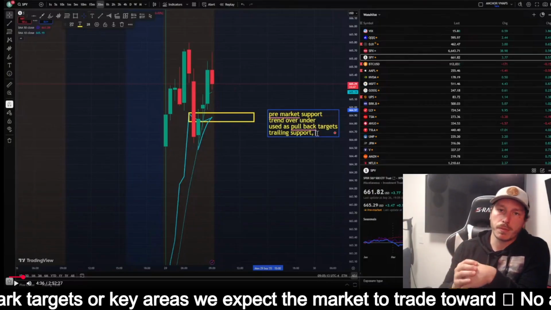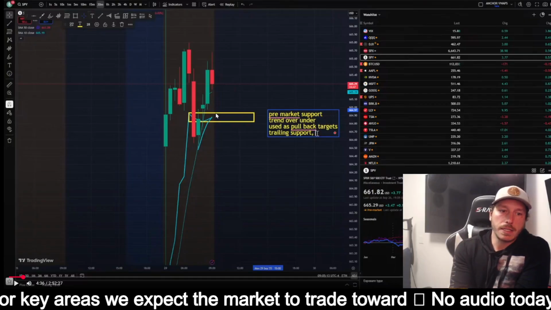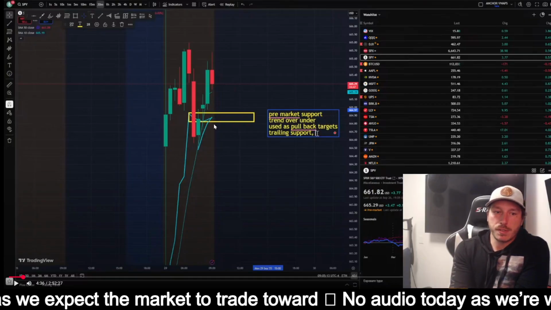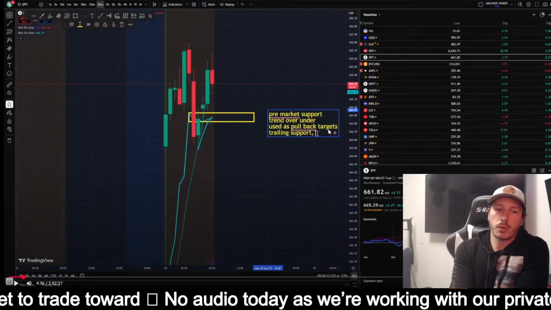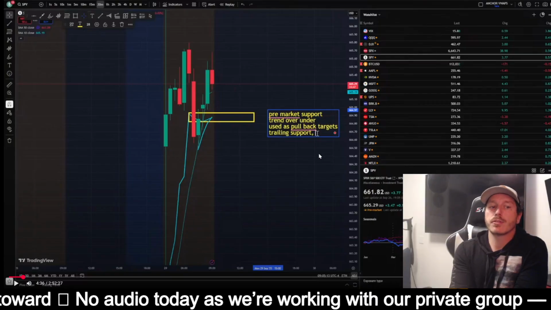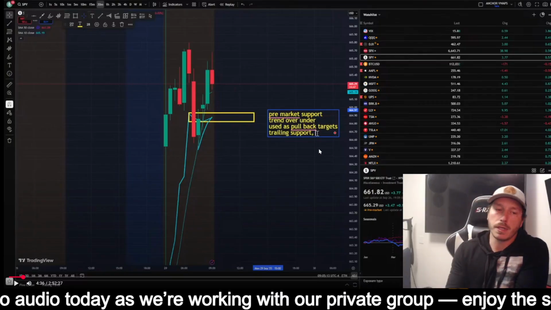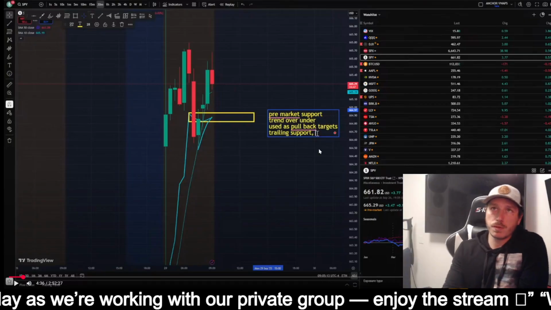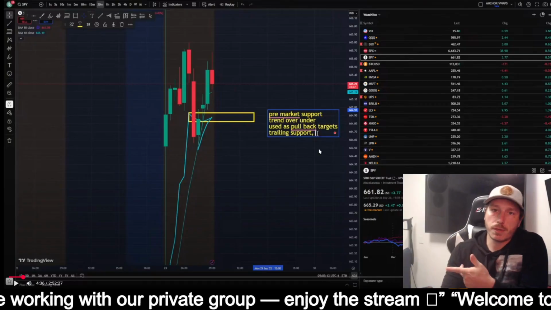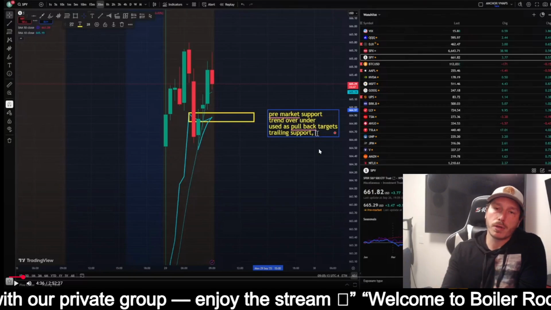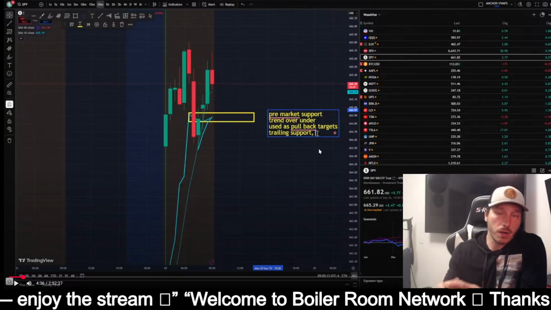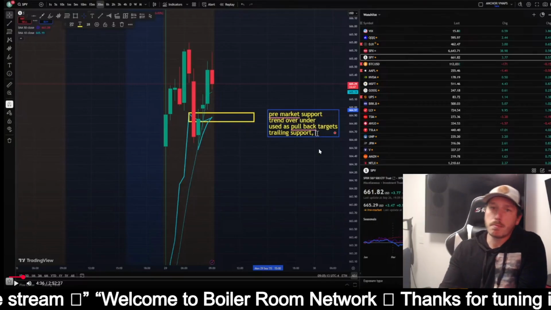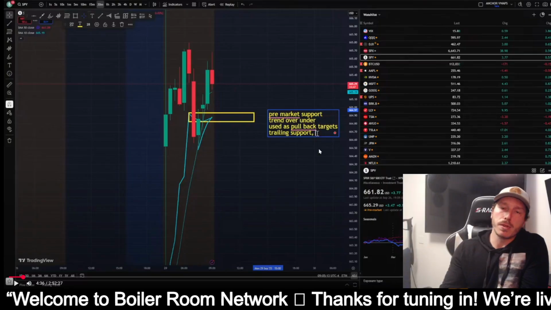This is a stream from a couple days back. Ideally on this YouTube stream, you can see this yellow box, pre-market support trend over under, used as pullback targets and trailing support. So ideally what we're doing in this portion of the stream is taking the volume weighted average price of the pre-market trading session and then using those volume weighted average prices as targets to pull the stock market back going into the day's open.